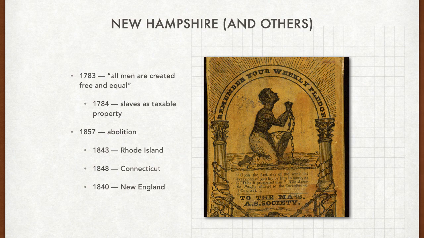And then here are some general facts about multiple states. So this is called New Hampshire and others, although we'll talk about a couple more states after this. New Hampshire was a very small state as well, saw an ambiguous process of emancipation. The state's 1783 Constitution stated that all men were free and equal, mirroring the rhetoric of the Revolution. However, in 1784, slaves were still considered taxable property, meaning they're not people, and the state can collect taxes based on how many slaves there were.